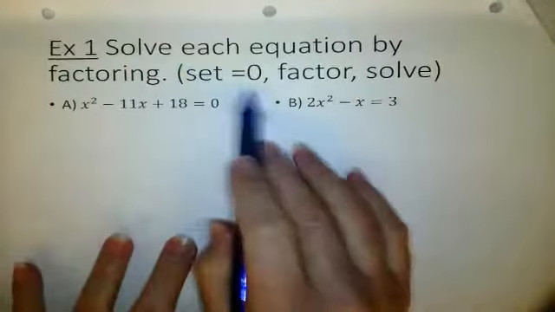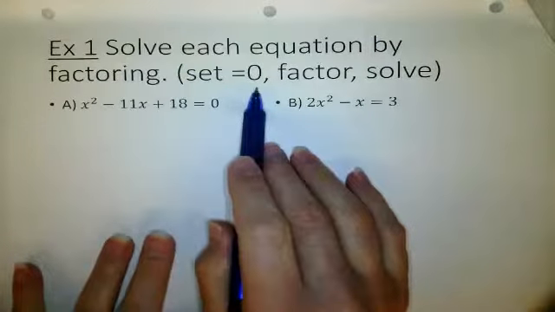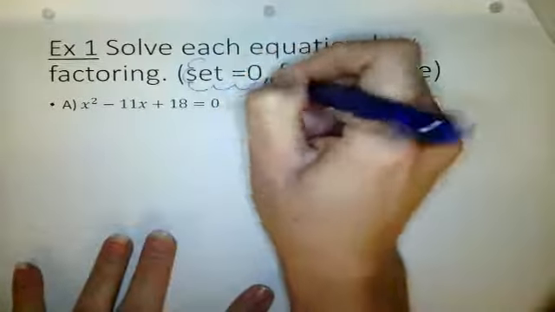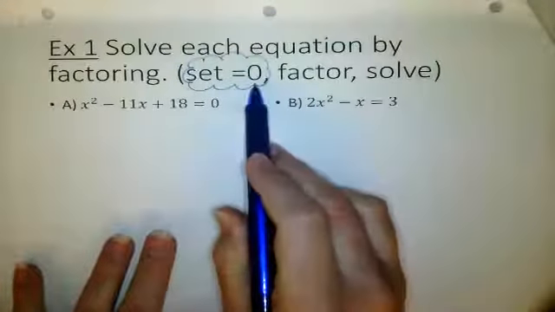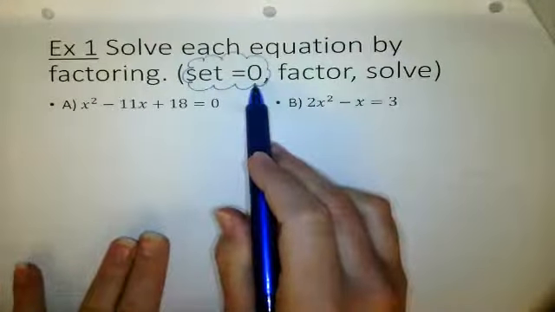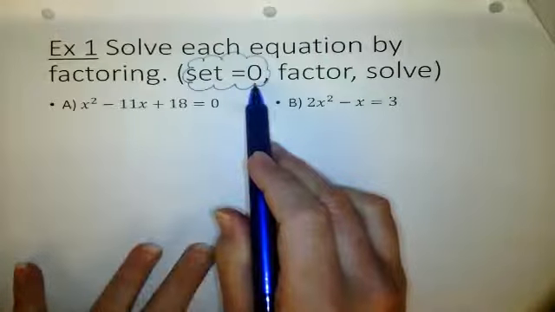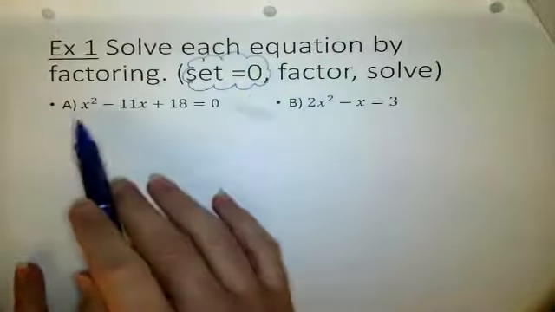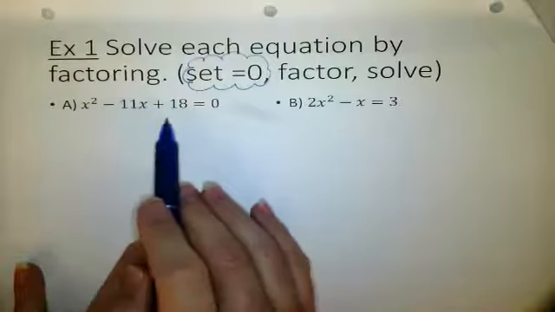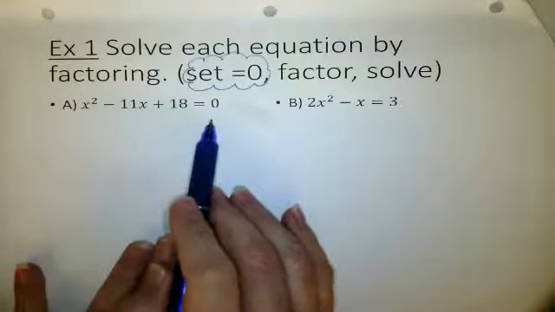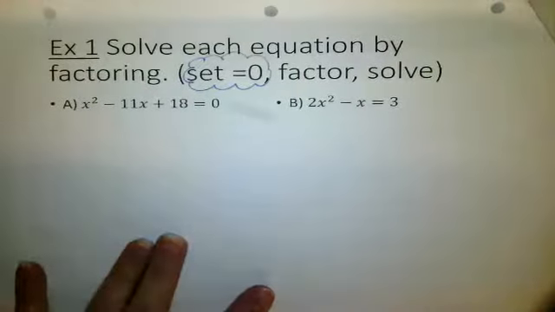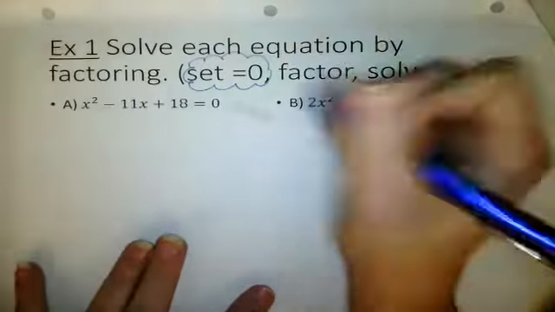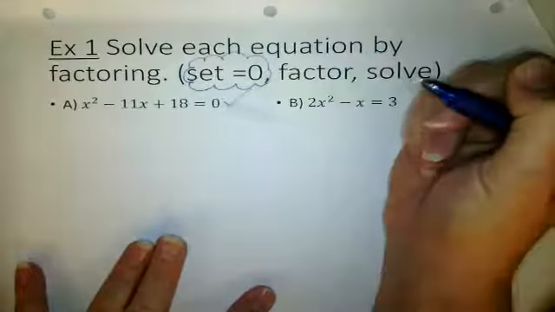So I gave you some instructions here. The first thing we want to do is make sure that our equation is set equal to 0. We must have it equal to 0 on one side. And so when I look at this first equation here, we have x squared minus 11x plus 18 equals 0. And is it set equal to 0? Yes, we're good. Okay, check 1.